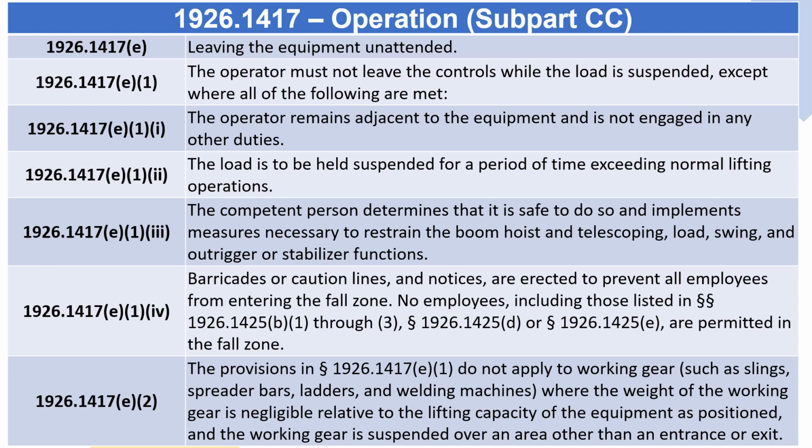1926.1417(e)(2): The provisions in section 1926.1417(e)(1) do not apply to working gear, such as slings, spreader bars, ladders, and welding machines, where the weight of the working gear is negligible relative to the lifting capacity of the equipment as positioned, and the working gear is suspended over an area other than an entrance or exit.